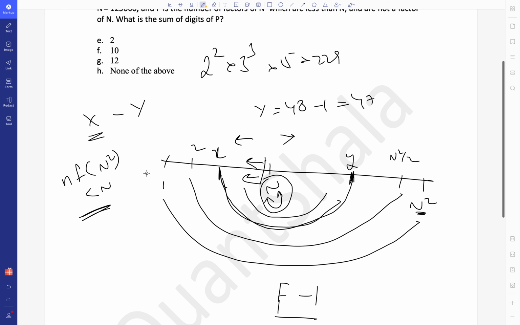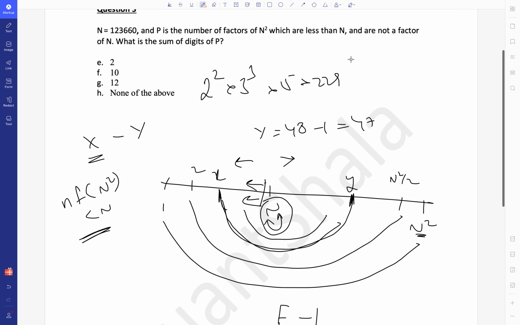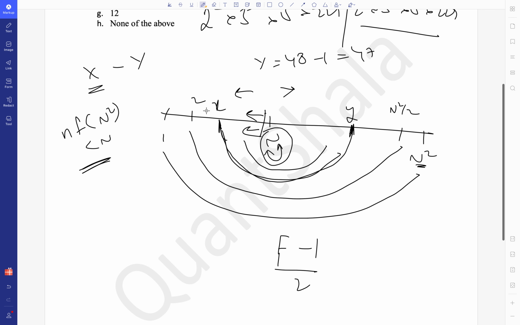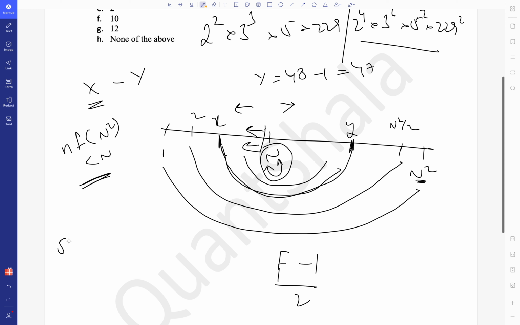The prime factorization of the given n is this. What is the prime factorization of n square? Squaring this, 2 raised to power 4, 3 raised to power 6, 5 raised to power 2, 229 raised to power 2. The number of factors of this is easy to calculate again by the same formula. 5 multiplied by 7 multiplied by 3 multiplied by 3. 35 into 9, 315. Again, fast calculation is very important for CAT.